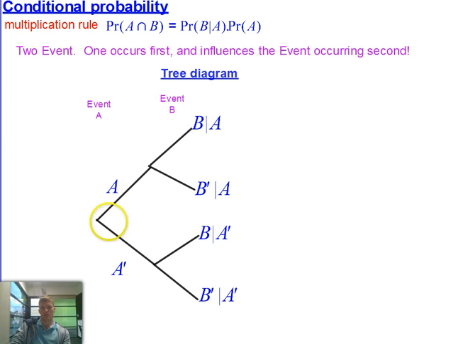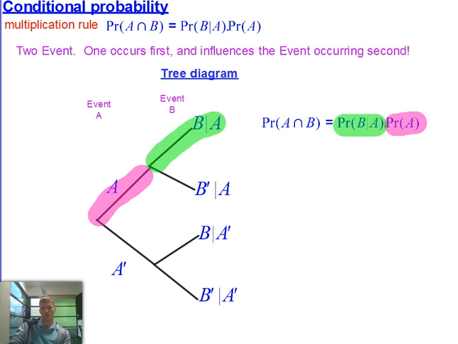So the two possible branches for event A are A occurring or not A occurring. And then after that is a situation for the second event, event B: you've either got B occurring, given that A has occurred, or not B occurring, given that A has occurred. And the same kind of situation applies when not A has occurred first. So that's the structure of a typical tree diagram.